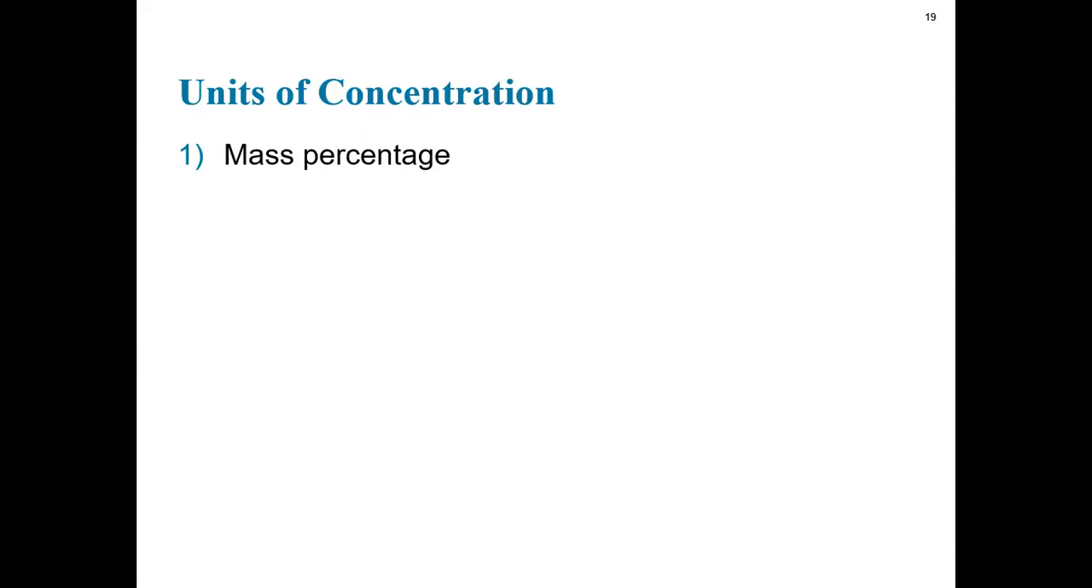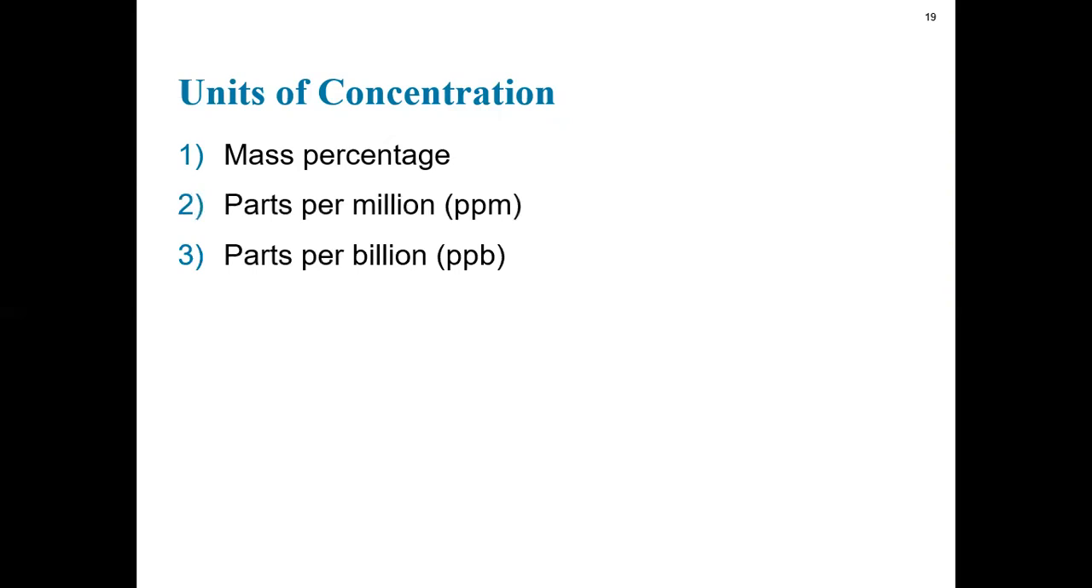The first one is mass percent. I think that's not a stranger to you, and you saw that many times before, but I'm going to study it in a little bit more detail. The second one is parts per million, ppm. This is for a relatively dilute solution. Then you have parts per billion, ppb, for even more dilute solutions. Then you have the mole fraction. Then we'll review the molarity, which we had before in Chem 113, Chapter 4. Then we have molality.